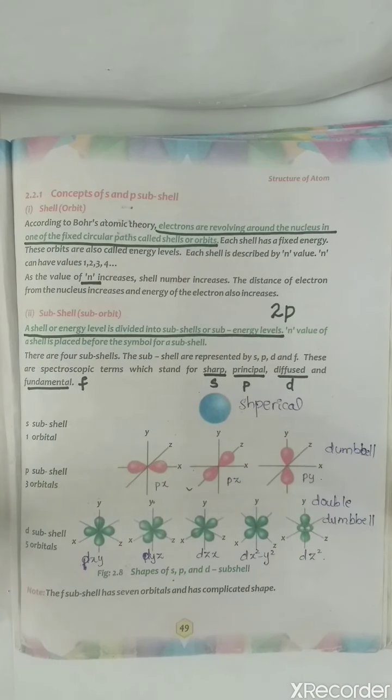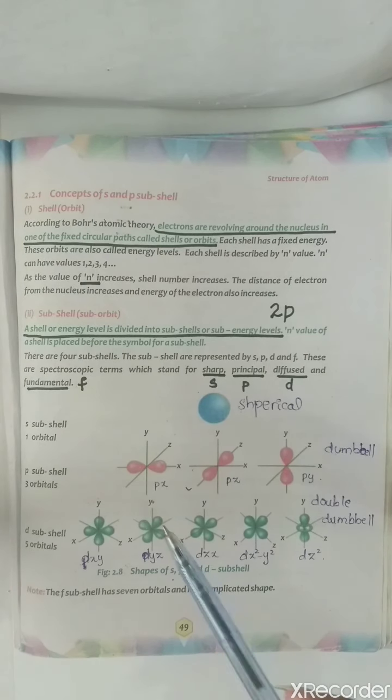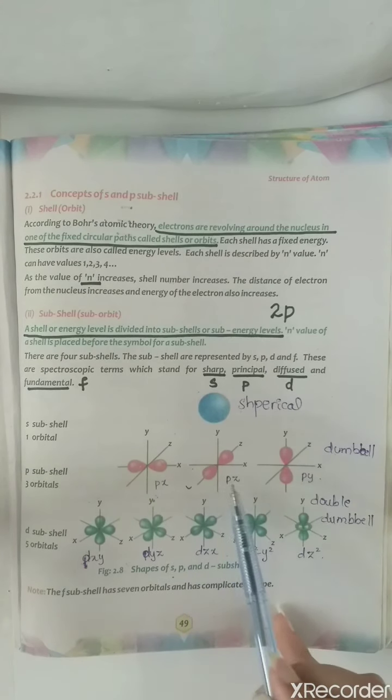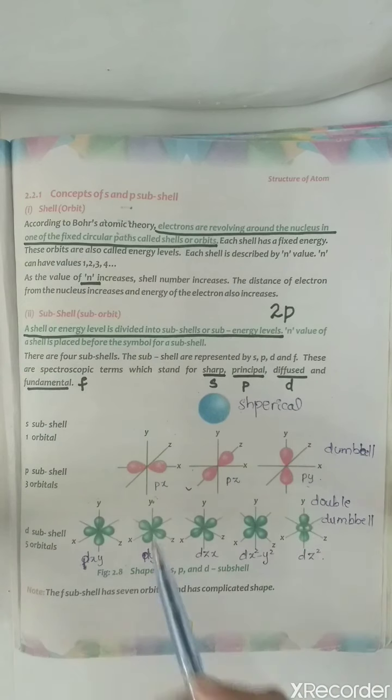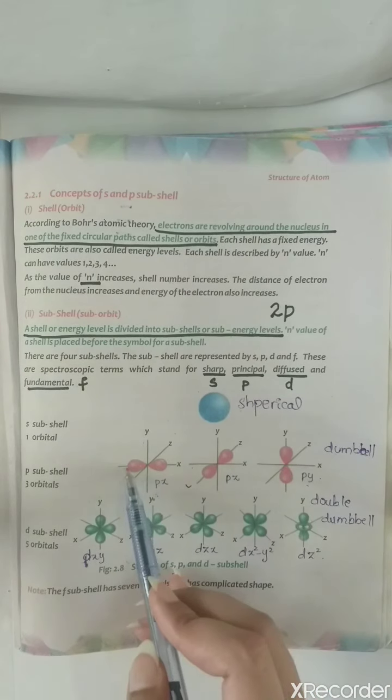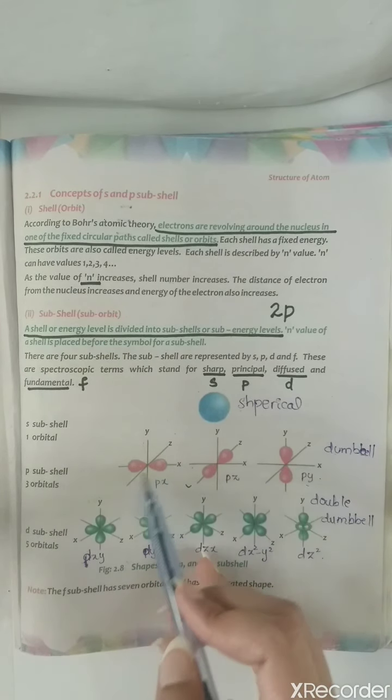You know what a dumbbell is? Dumbbell is used for muscular exercises. So the shape of these orbitals is just like the dumbbell. So here we have the 3 orbitals, that is Px, Pz and Py. You can see that there are 3 axes, x axis, y axis and z axis.